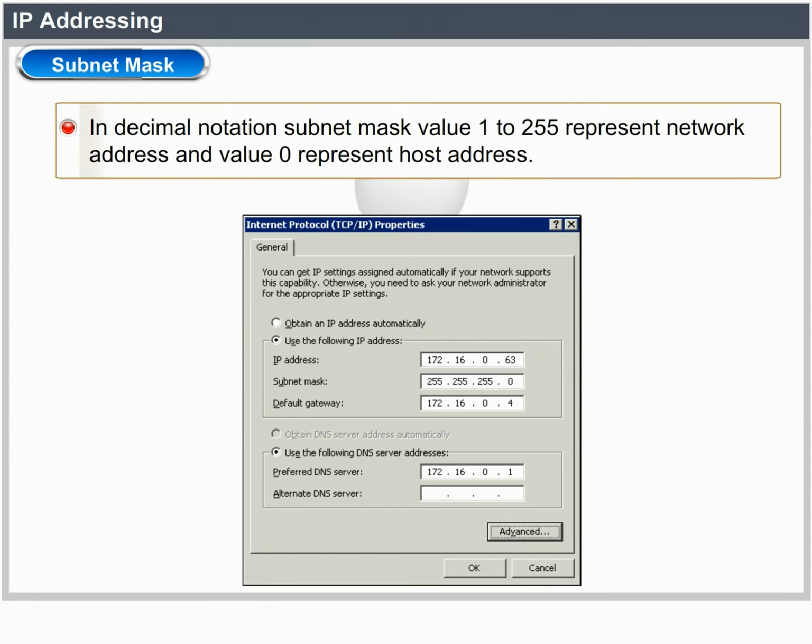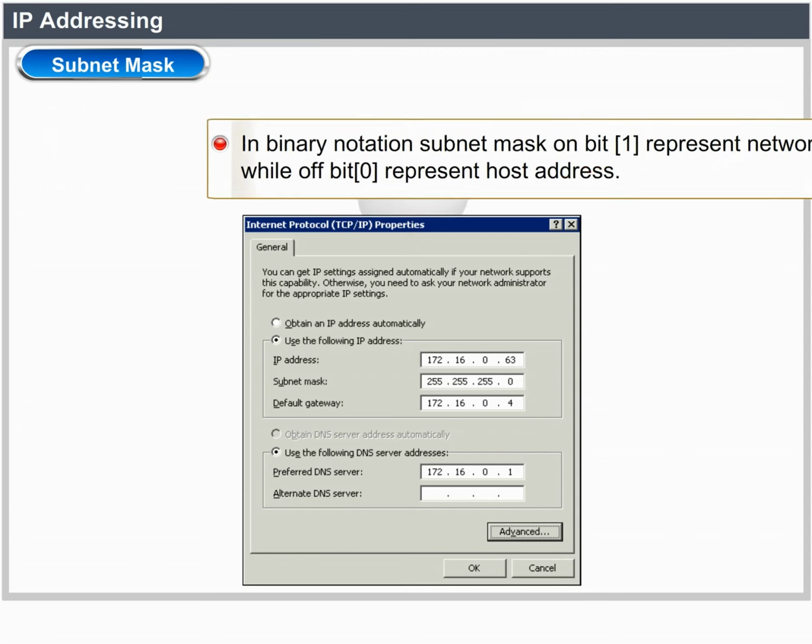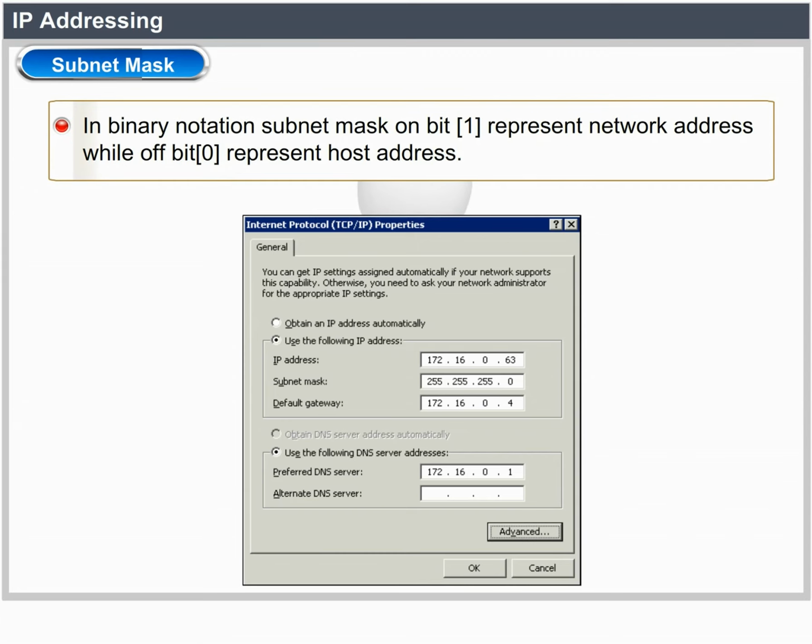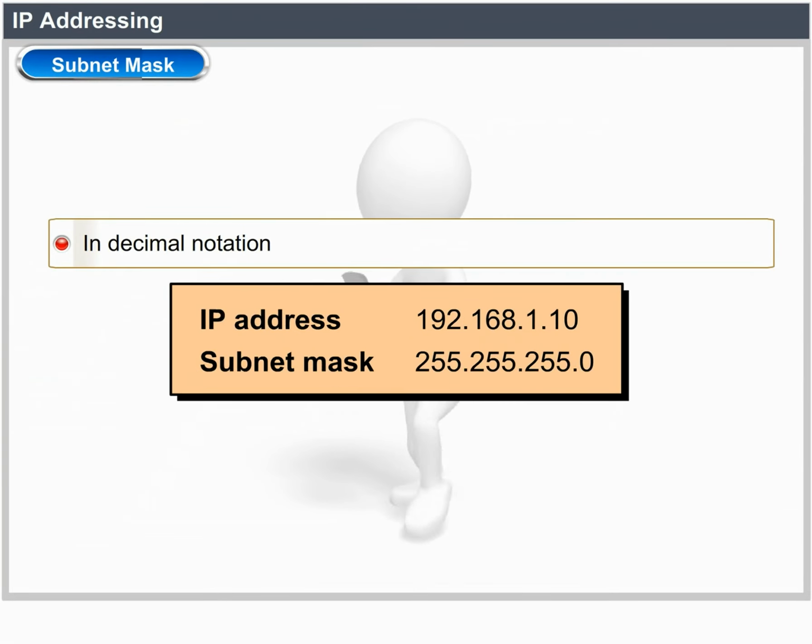In decimal notation, subnet mask values 1 to 255 represent the network address and the value 0 represents the host address. In binary notation, a subnet mask on bit 1 represents the network address while an off bit 0 represents the host address. In decimal notation, IP address 192.168.1.10, subnet mask 255.255.255.0.